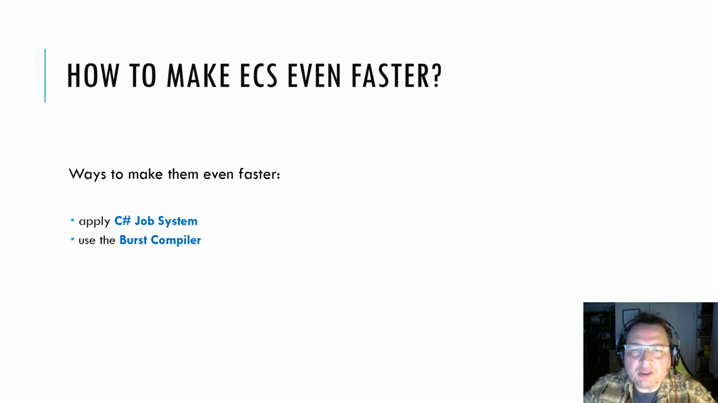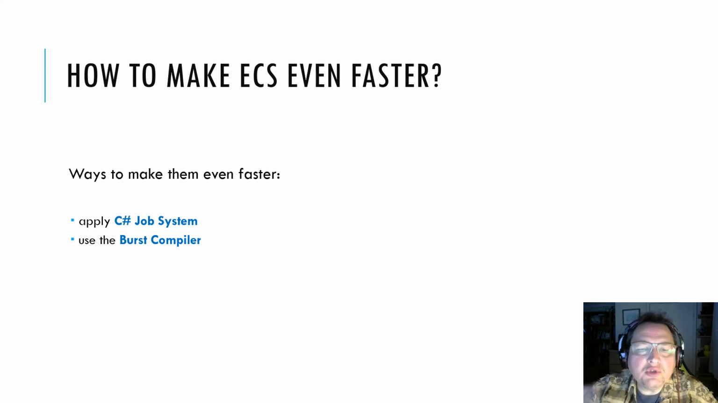So what could make ECS even faster? There is a way to do it. It's called the C# job system. It's a special set of additional classes and tools or APIs that make the organization of the entity query we saw in the previous slide even faster, even more optimized through the proper use of multi-core architecture of modern processors.